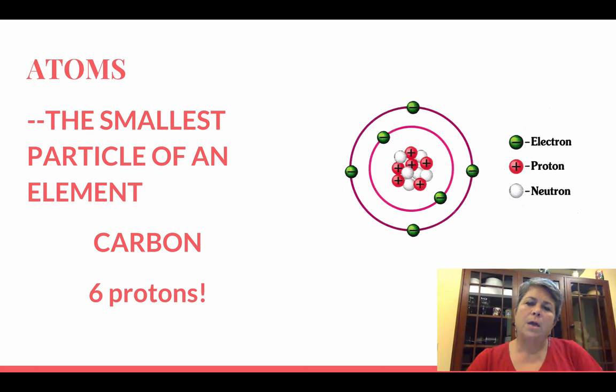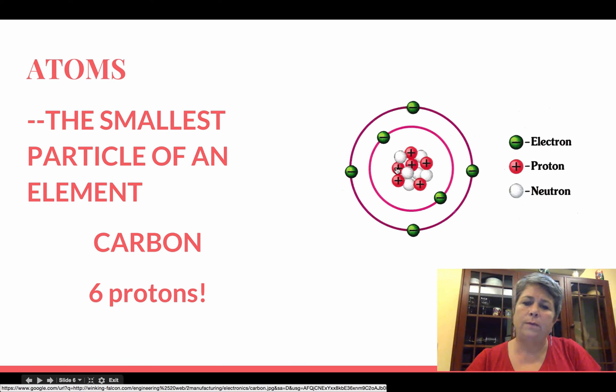Okay, moving along. So now we've talked about subatomic particles, the protons, electrons, and neutrons. And protons, electrons, and neutrons are together in specific ways to create atoms of different elements. So the definition of an atom is the smallest particle of an element. Let's look at carbon again. Carbon has 6 protons. So if you see in the nucleus of this model here, you have 1, 2, 3, 4, 5, 6 protons, and you have 1, 2, 3, 4, 5, 6 neutrons, and you have 1, 2, 3, 4, 5, 6 electrons. So that's the model of a carbon atom.